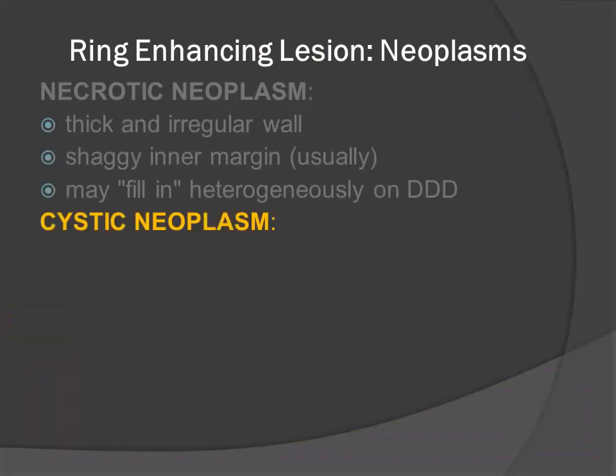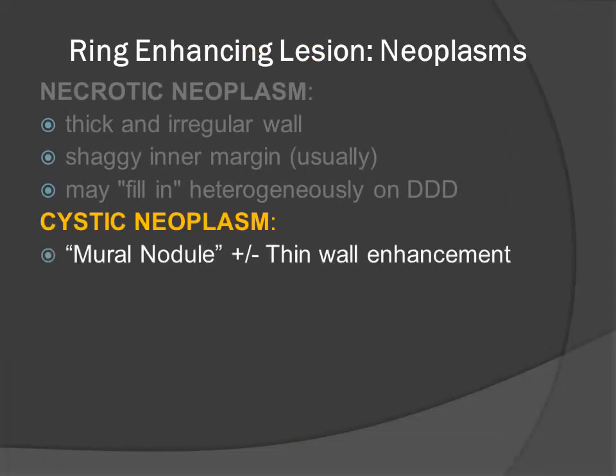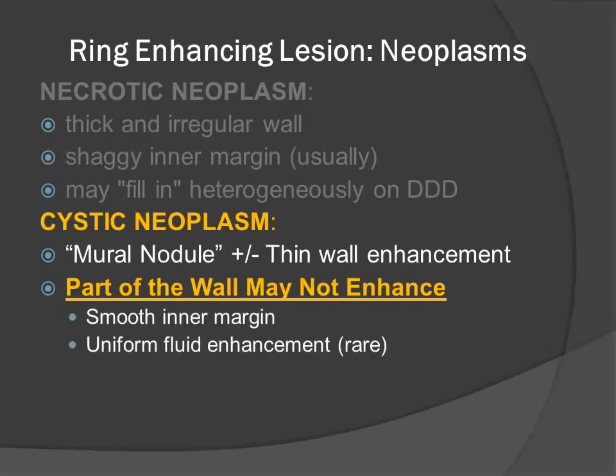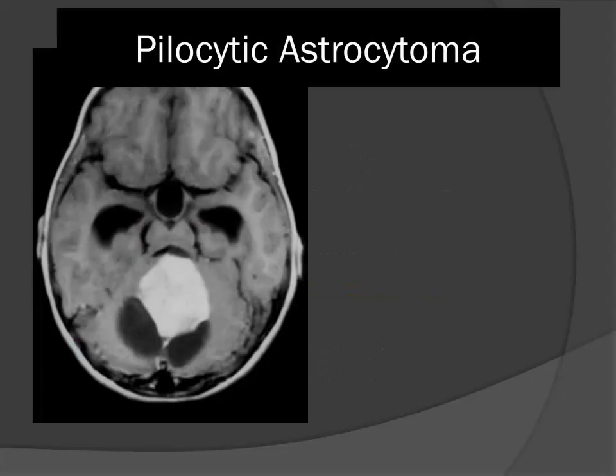Now, in addition to a necrotic neoplasm, cystic neoplasms may also produce a ring-enhancing appearance or some pattern of peripheral rim enhancement. We can have a mural nodule. Part of the wall may not enhance, and this is the characteristic suggesting a fluid-secreting process rather than a necrotic process. We may have a smooth inner margin. The fluid rarely enhances. We may see a fluid level.